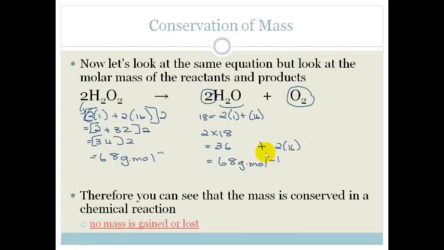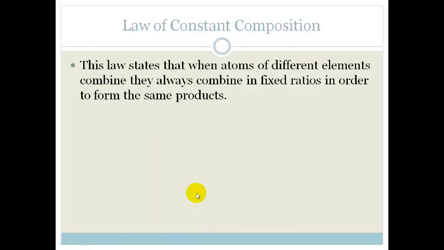So do you see that not only is the number of atoms on the left-hand side equal to the number of atoms on the right-hand side, but we have a conservation of the molar mass. Even though we have broken up the hydrogen peroxide into water and oxygen, the mass has been conserved. So we can see that there's no mass gained or lost in a chemical reaction. And this is called the law of constant composition.